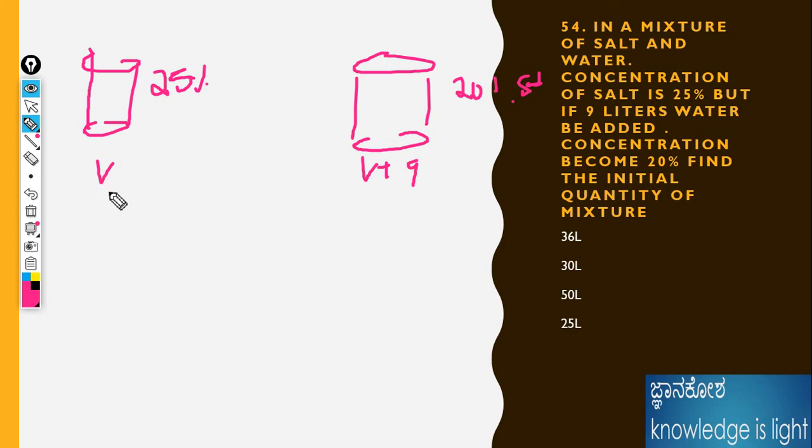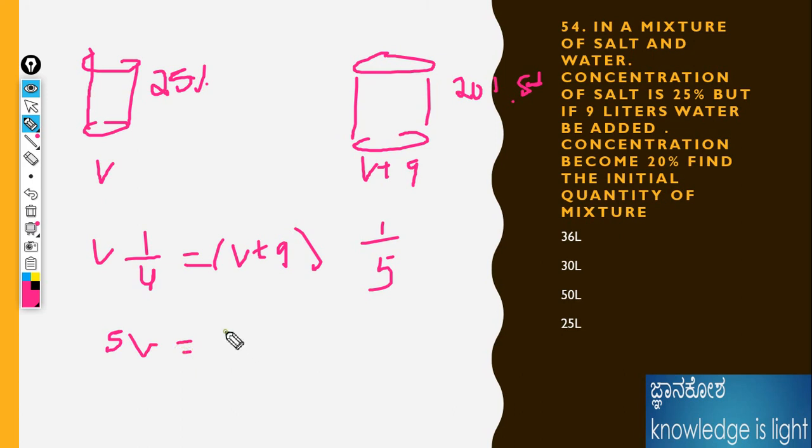Anyway, we have the data for this question. 25% I would directly write as 1 by 4. Then V plus 9 is 20%. How can we write 20%? We could write it as 1 by 5. After substituting this value, 5V is equal to 4V plus 36. So the initial volume is 36. After adding those values, 4V plus 9 into 4 gives 36.